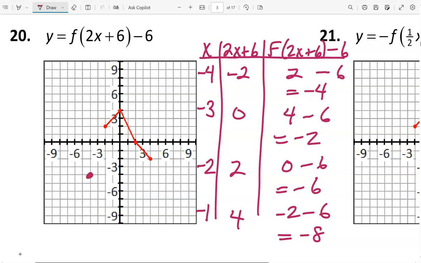Negative 3 comma negative 2. And now negative 2 comma negative 6. And finally negative 1 comma negative 8.